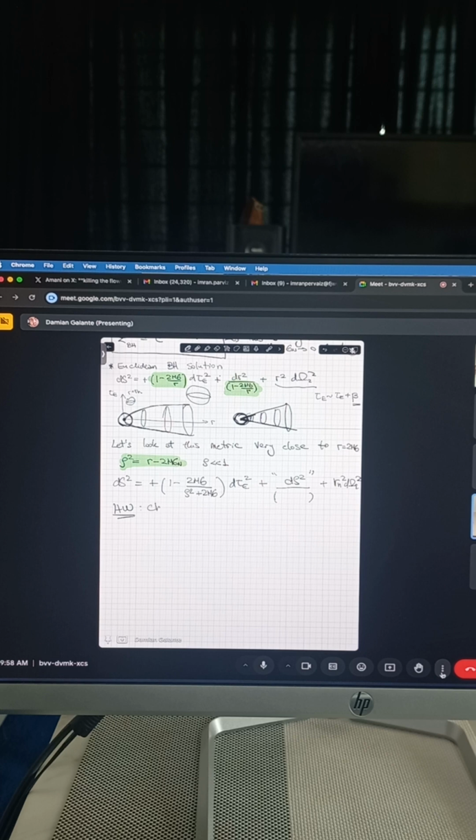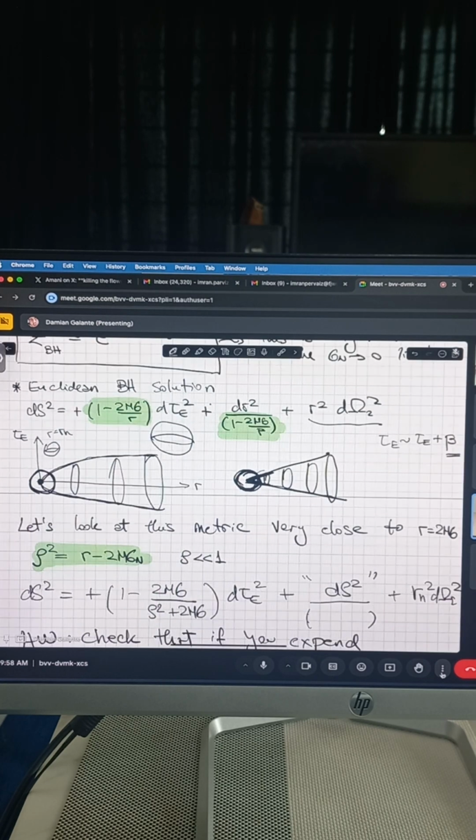Homework. Damian, can you go back to the landscape mode? Oh yeah, sorry. Thank you.